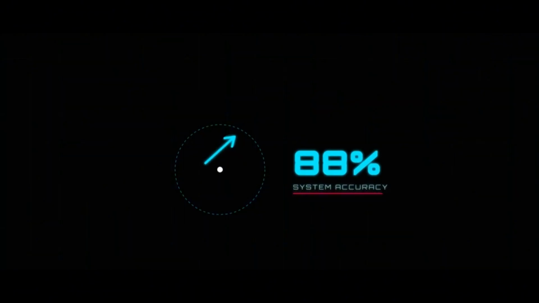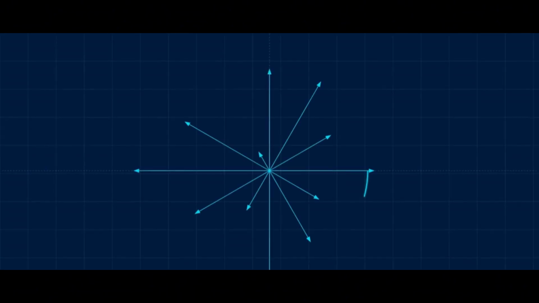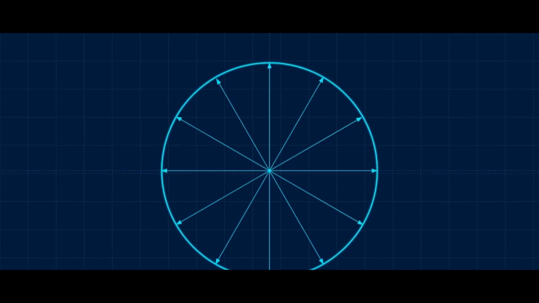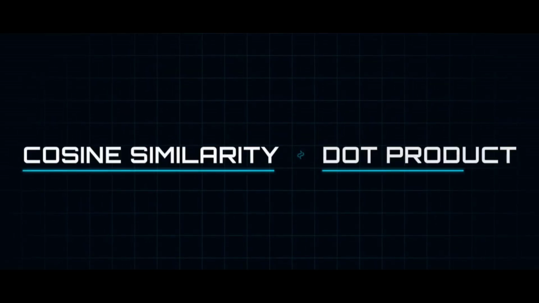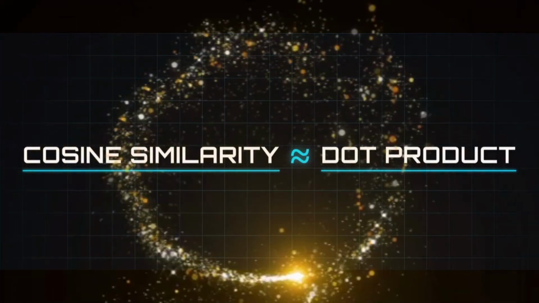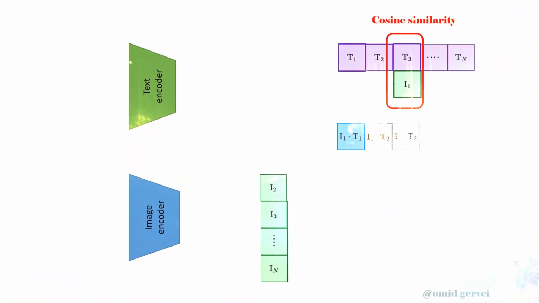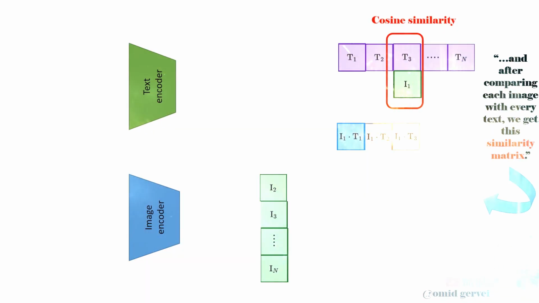The answer is similarity. When two vectors point in a similar direction, their similarity score becomes larger. In practice, embeddings are often normalized, meaning their lengths are scaled to 1. Because of this normalization, cosine similarity and the dot product behave almost the same. As a result, vectors that are closer together in space produce higher similarity scores, while unrelated vectors produce lower scores. This simple idea allows the model to measure how well an image matches a piece of text. The resulting similarity scores are stored in a similarity matrix.